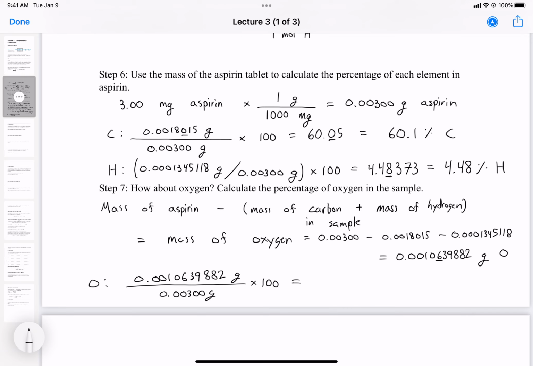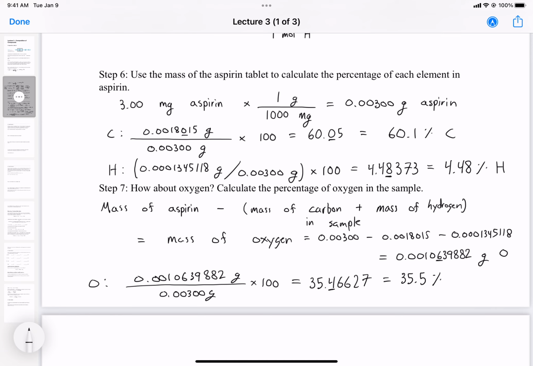Okay, so we're going to get roughly 35.46627. So let's just keep those digits right there. And then since it's multiplication, we're going to do 3 sig figs. So we should round it to this digit, the 4 here. So we're going to say 35.5%.